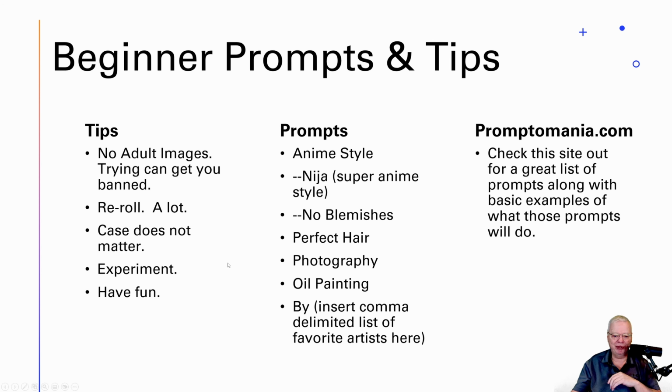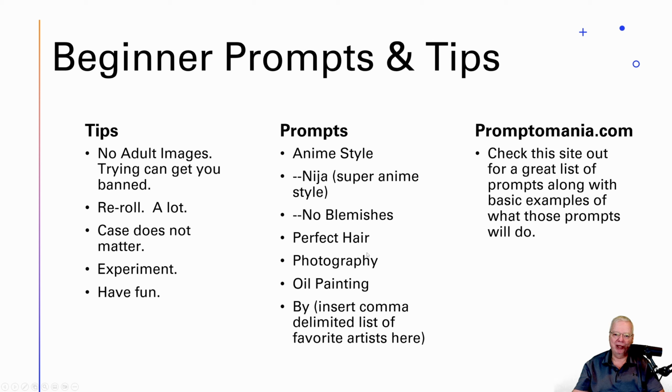And then there's some basic prompts here that I just wanted to go over real quick. There's anime style, which is a prompt. Ninja, which is the difference between Ninja and anime. There are some differences, so I would recommend playing with both of them just so you can see what each one of them does. The dash no blemishes. This one is if you're doing faces and it puts stuff on the cheeks or on the nose, which it commonly does, you can put the dash no blemishes at the end of your prompt line, and it should remove most of that stuff that it puts on the cheek. Perfect hair. Perfect hair is a great little prompt to play with, and will get you some interesting results.